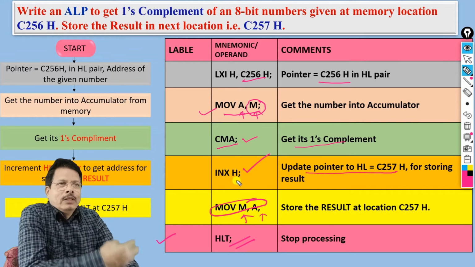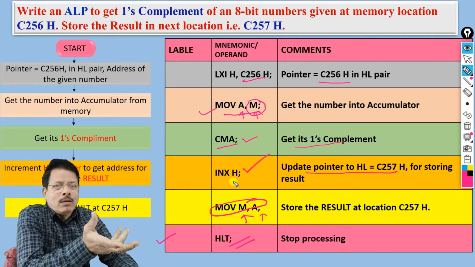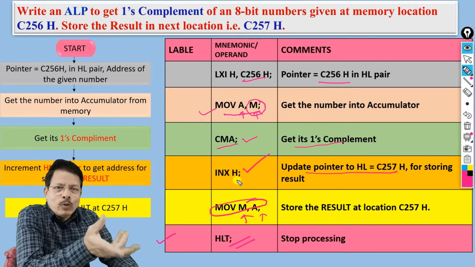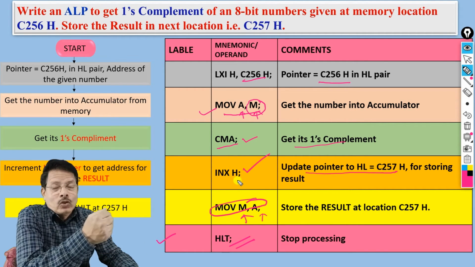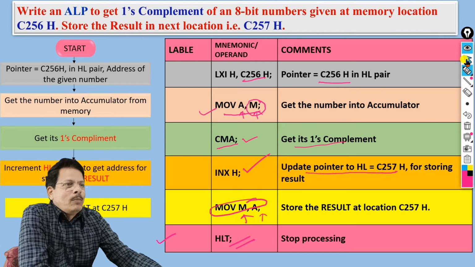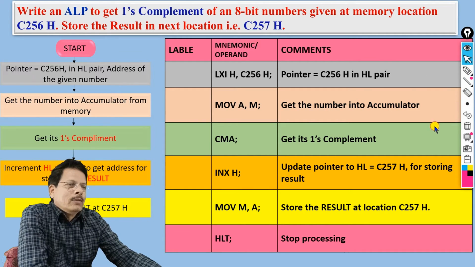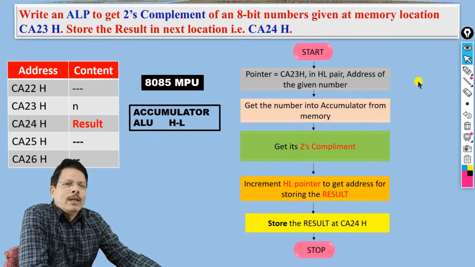Now what if you are asked to write the same program but for 2's complement? That is very easy, with just the slightest modification, using one more instruction. You will get the 2's complement. And you know that 2's complement is nothing but 1's complement plus 1. So let us consider the next slide.